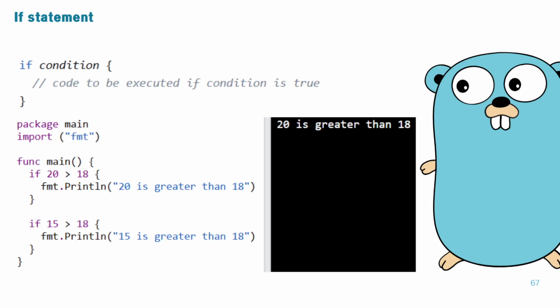It is basically similar to any other programming language, where we put a condition after the if statement and then write the code that we want to execute based on that. Here, if 20 is greater than 18, then we print "20 is greater than 18", and if 15 is greater than 18, then we print "15 is greater than 18". As the second condition is false, the execution will not happen for the second print line. So we can see that only one print is there in the console.